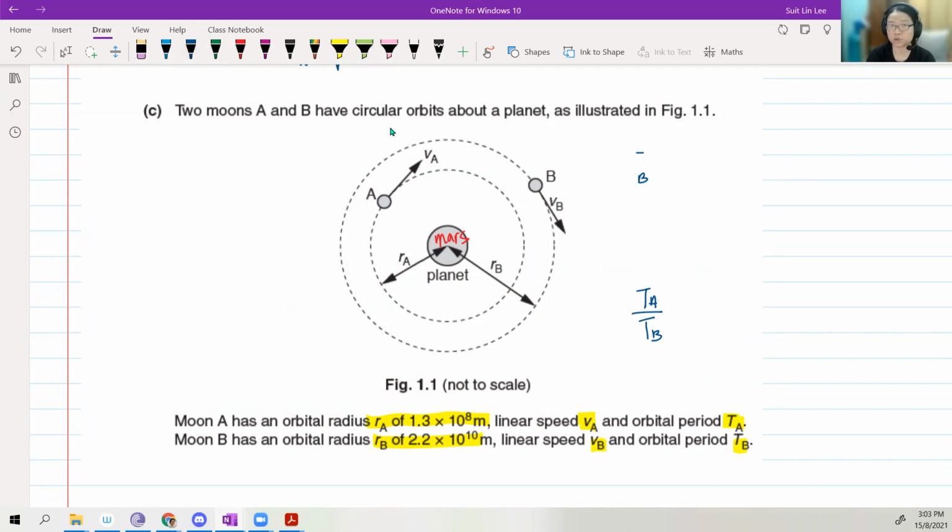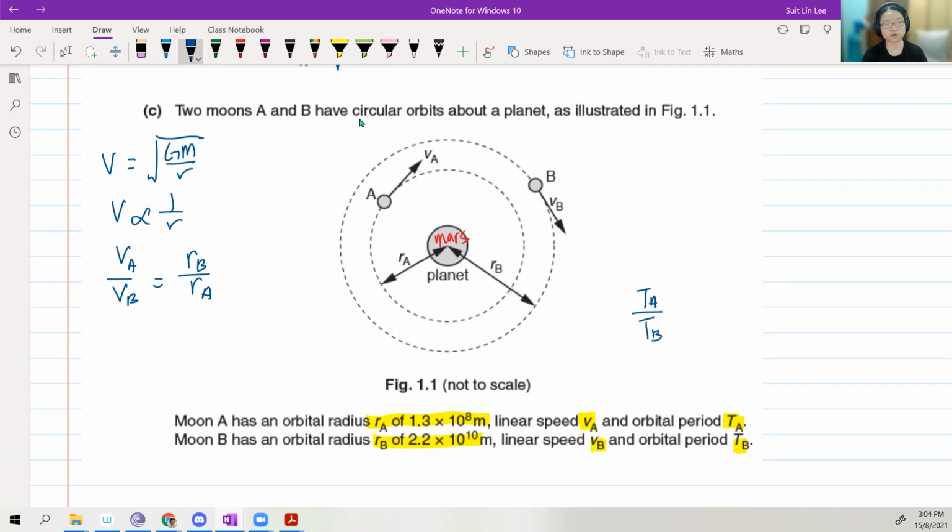Okay, we do have an equation proven here, so I'm going to use it. V is the square root of GM over R. And from here, I know V is proportional to 1 over square root of R. So I can go VA over VB is equal to RB over RA. Inversely proportional, so I flip it. So this will be 2.2 times 10 to the power of 10 divided by 1.3 times 10 to the power of 8.